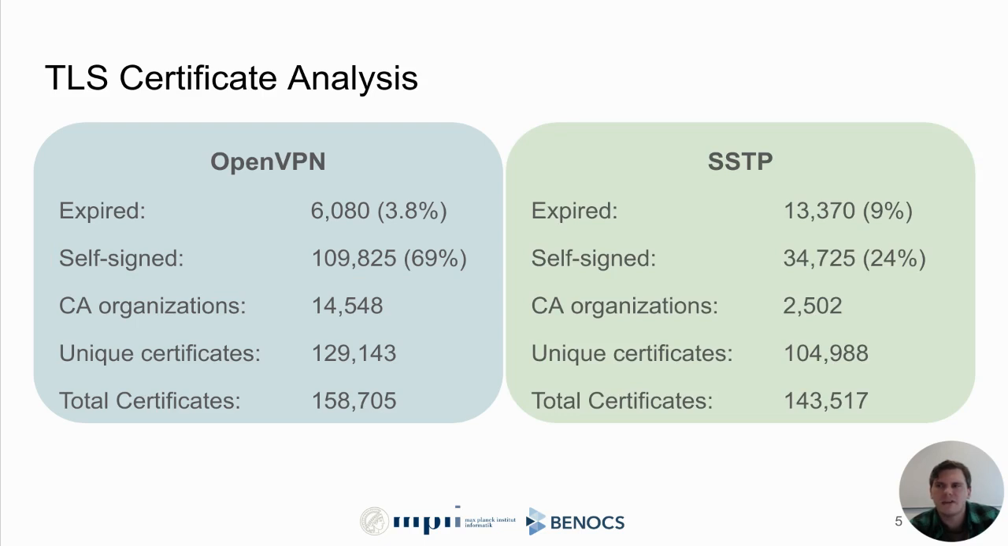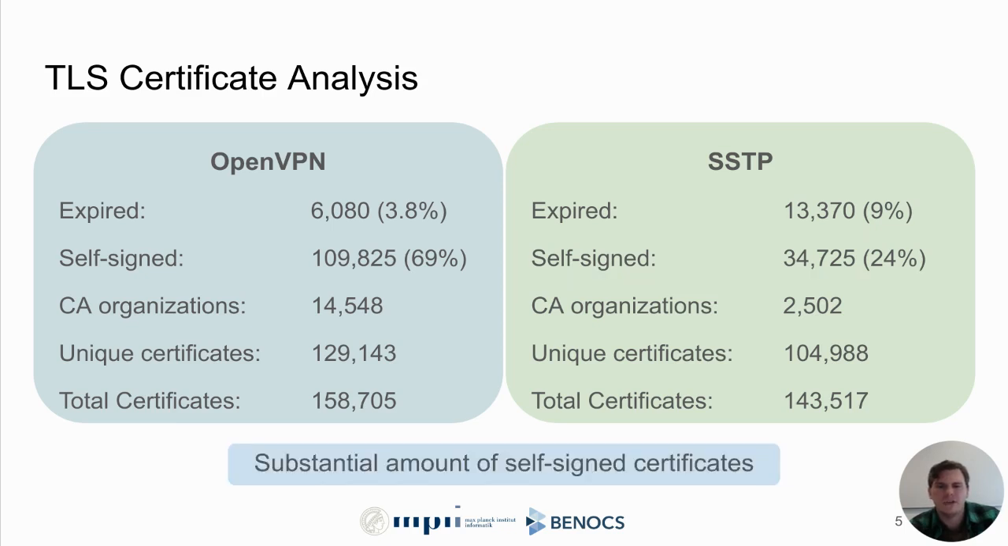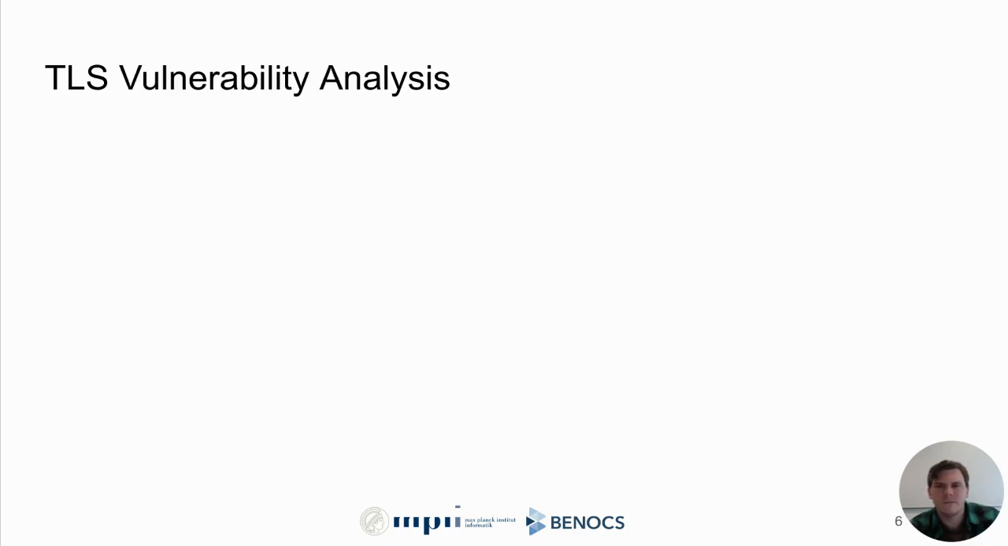Comparing those results with SSTP, we find slightly fewer certificates, but this time around 9% of them are already expired, which is quite significant. And still around a quarter of them are self-signed. However, this time we found only around 2,500 different certificate authority organizations. The main thing to note here, though, is the substantial amount of self-signed certificates for both protocols.